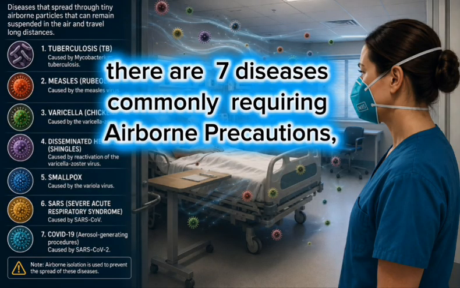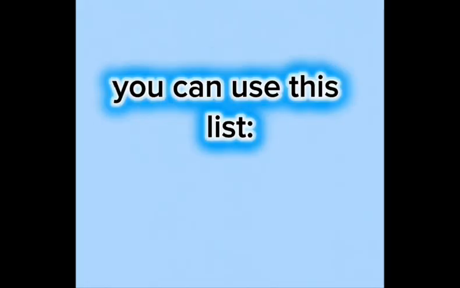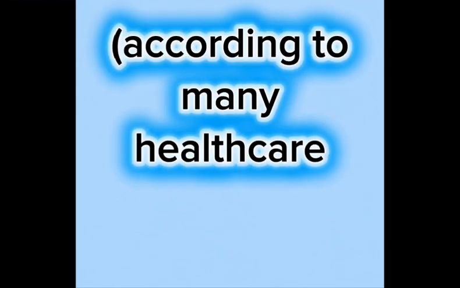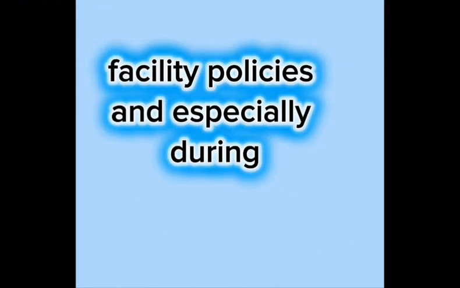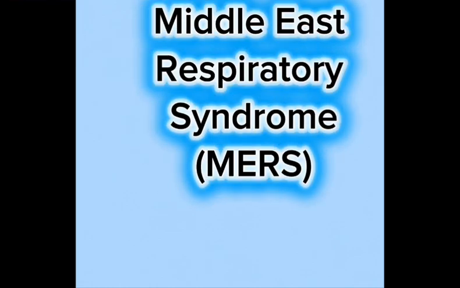There are 7 diseases commonly requiring airborne precautions. You can use this list: tuberculosis, measles, chickenpox, disseminated herpes zoster, COVID-19, according to many healthcare facility policies and especially during aerosol-generating procedures, severe acute respiratory syndrome, Middle East respiratory syndrome.